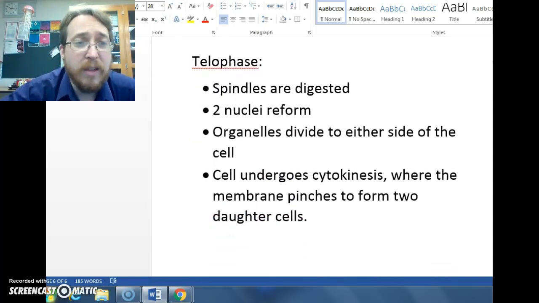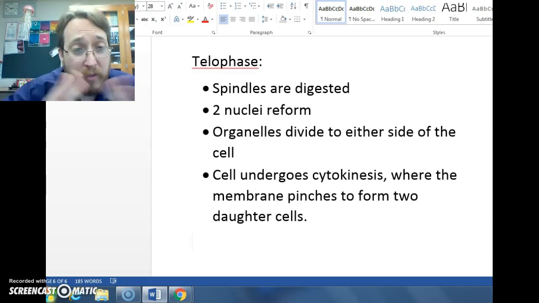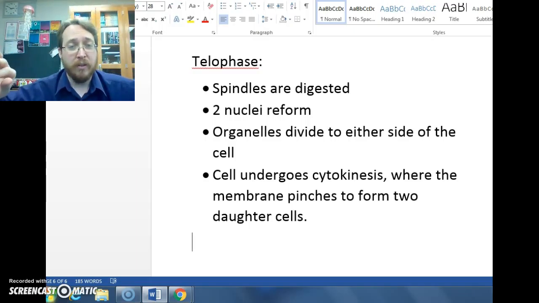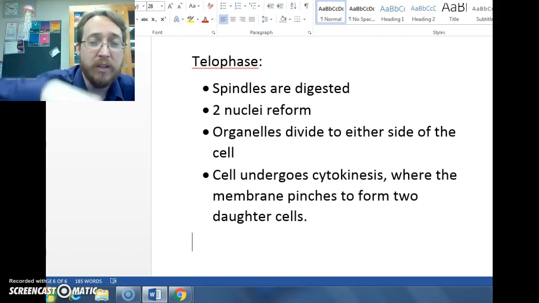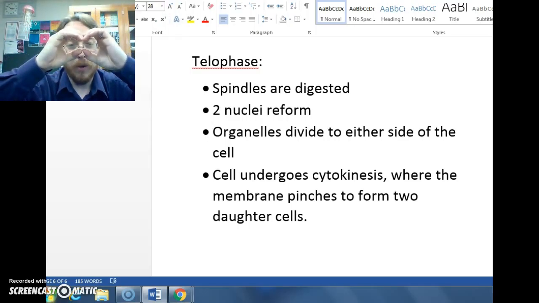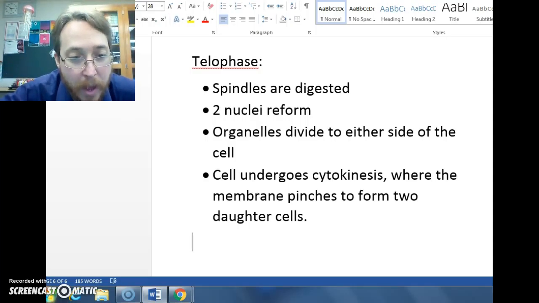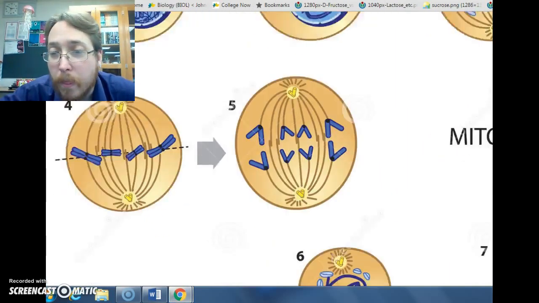telophase. In telophase, the spindles are digested, 2 nuclei reform, the rest of the organelles in the cell kind of get divided to either side, and then the cell undergoes cytokinesis, which is the process of cutting the cell, where the membrane pinches to form 2 daughter cells that each have a nucleus with all of those copied chromosomes in them. And so what does that look like? That looks like this.